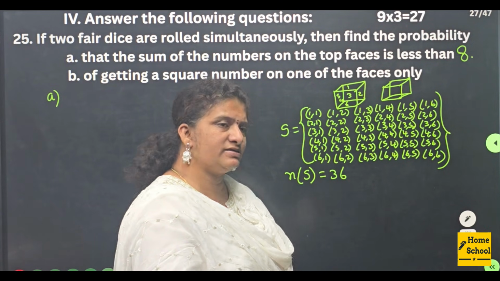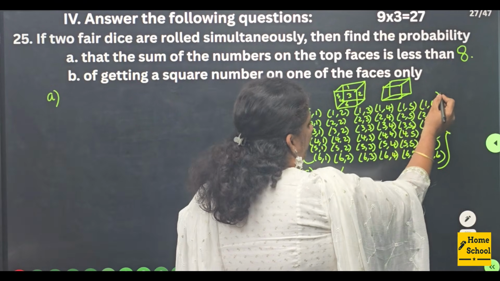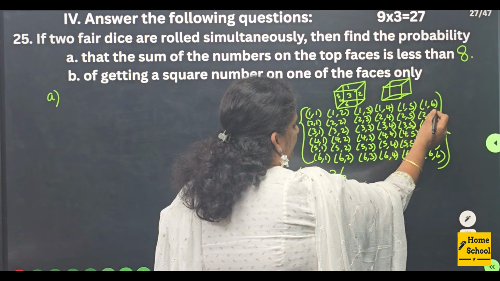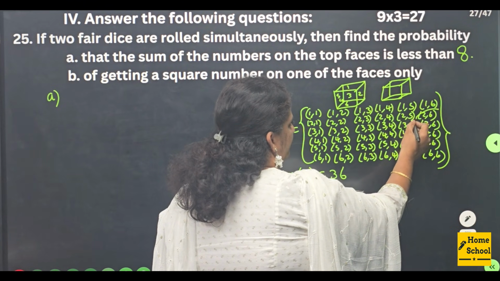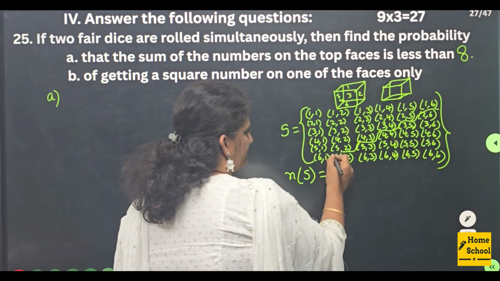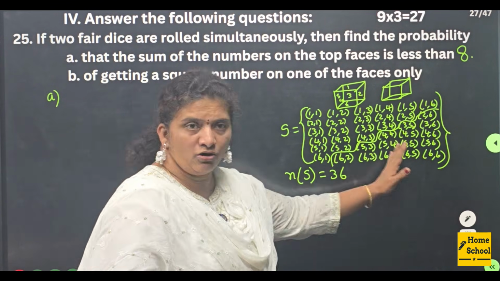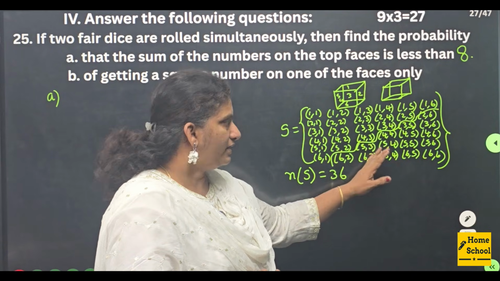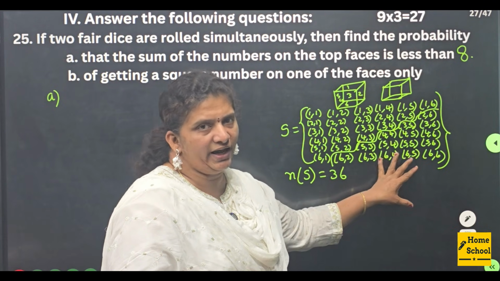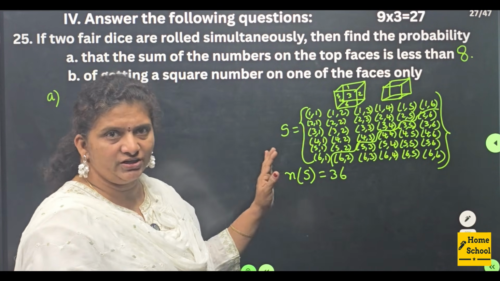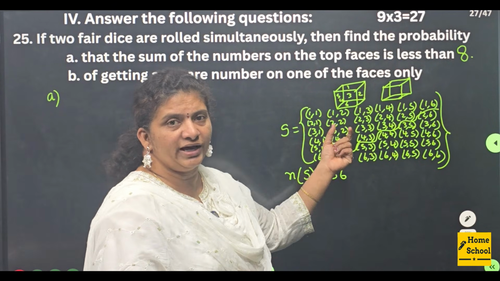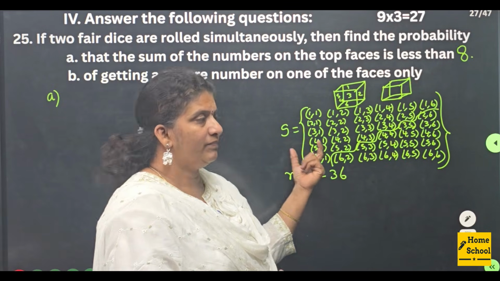How do you find this? First, the sum of 8, where do you get it? Here in this line you can't get it. 2, 6. Let me do a partition. 3, 5, 4, 4, 5, 3, 6, 2. So these are all the places where the sum of the dice numbers will be more than or equal to 8. Now our question: what is the probability of getting a sum on two dice that is less than 8?